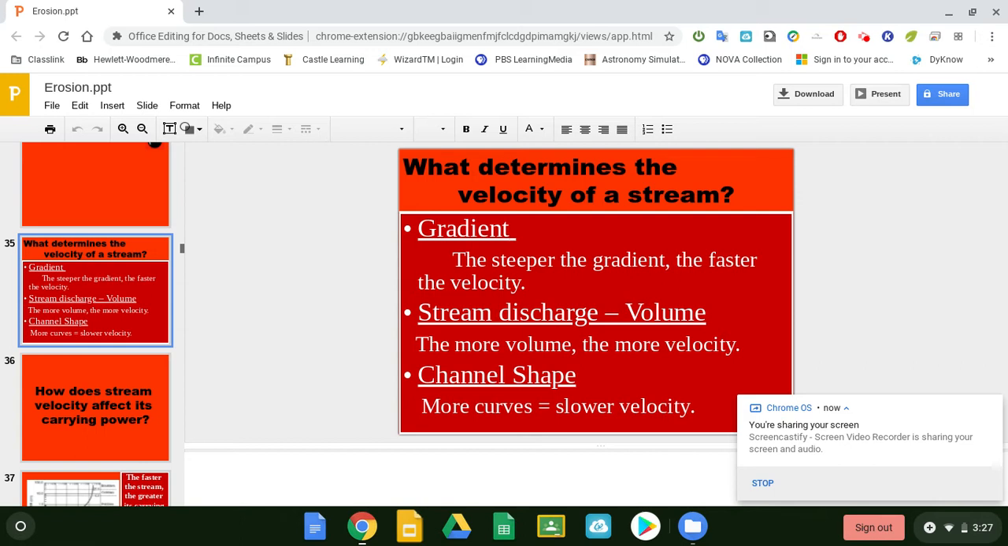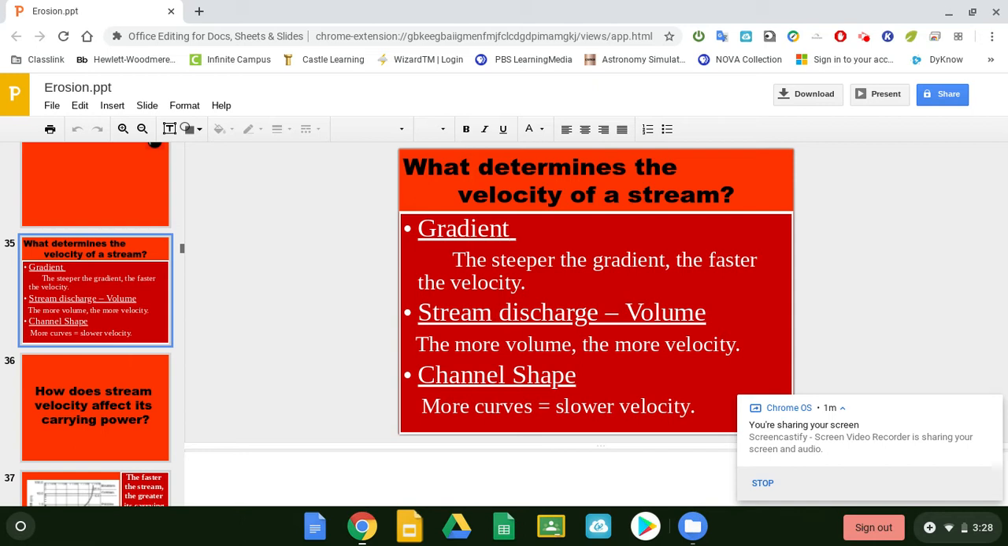Number one, the gradient. Gradient should be a review for us at this point. We're talking about how steep the landscape is. So obviously, the steeper it is, the faster the water is going to go. Stream discharge means how much water is in the stream at that time. The more water in the stream, the faster it's going to go.